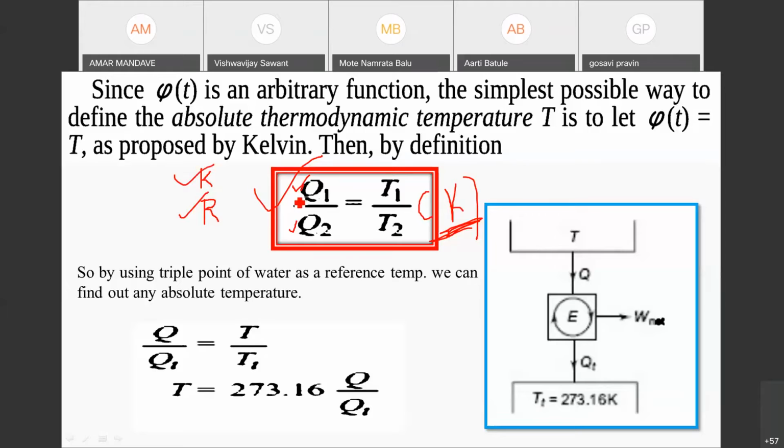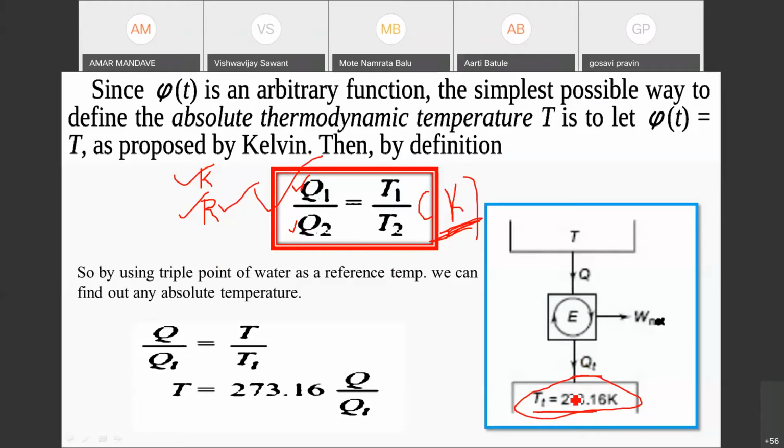So before you use this equation for a particular cycle, two assumptions should be satisfied. The first one is that the temperature scale should be Kelvin, and the second is that the cycle should be a reversible cycle. Then and only then can you apply this equation to the cycle. Now consider that one heat engine will be installed. Then the lower temperature reservoir, the heat rejected reservoir temperature, will be the triple point of water. We are just considering that one.